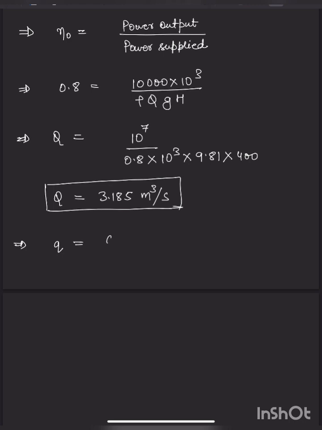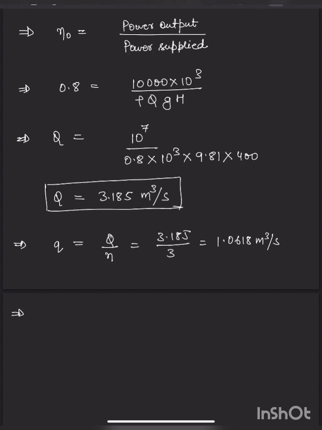So Q is equal to the calculated discharge, which is 3.185 meter cube per second. Now in the question it is said that there are three jets. So the discharge from each jet can be calculated by Q divided by N, which is 3.185 divided by 3. It will be equal to 1.0618 meter cube per second.